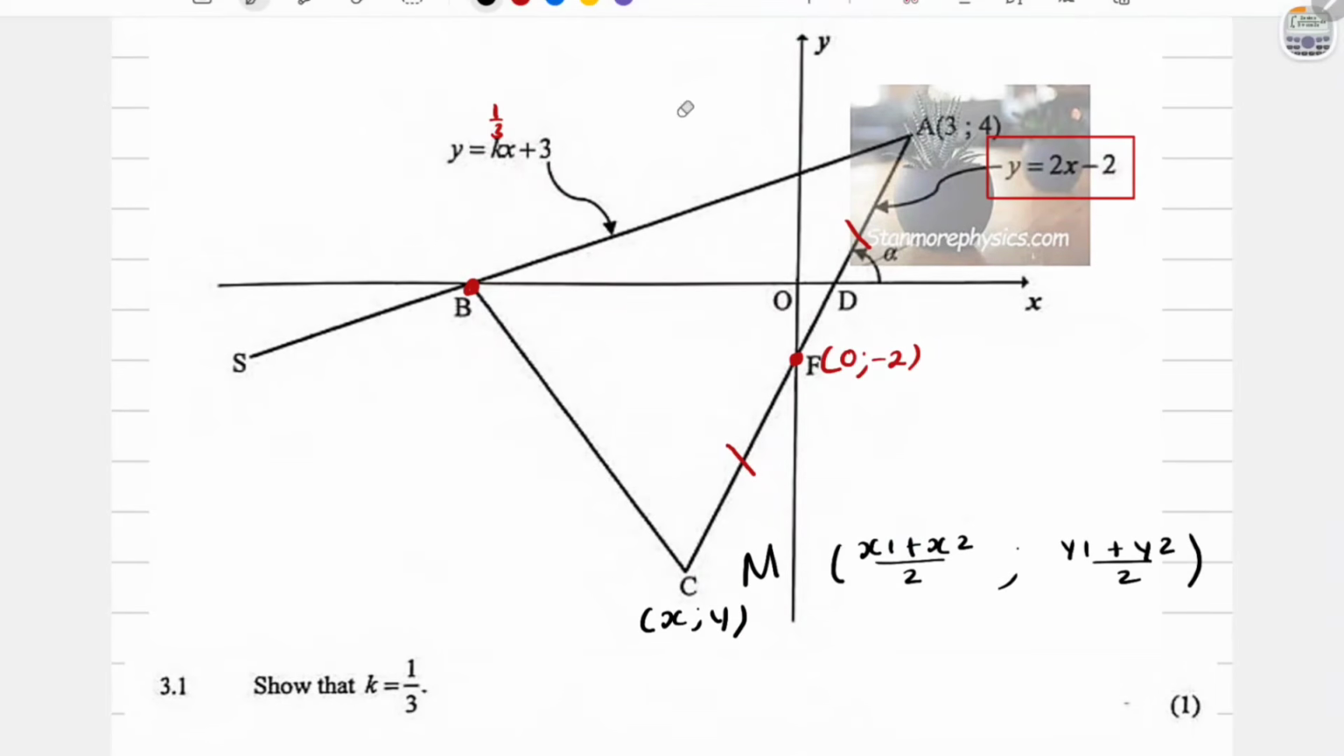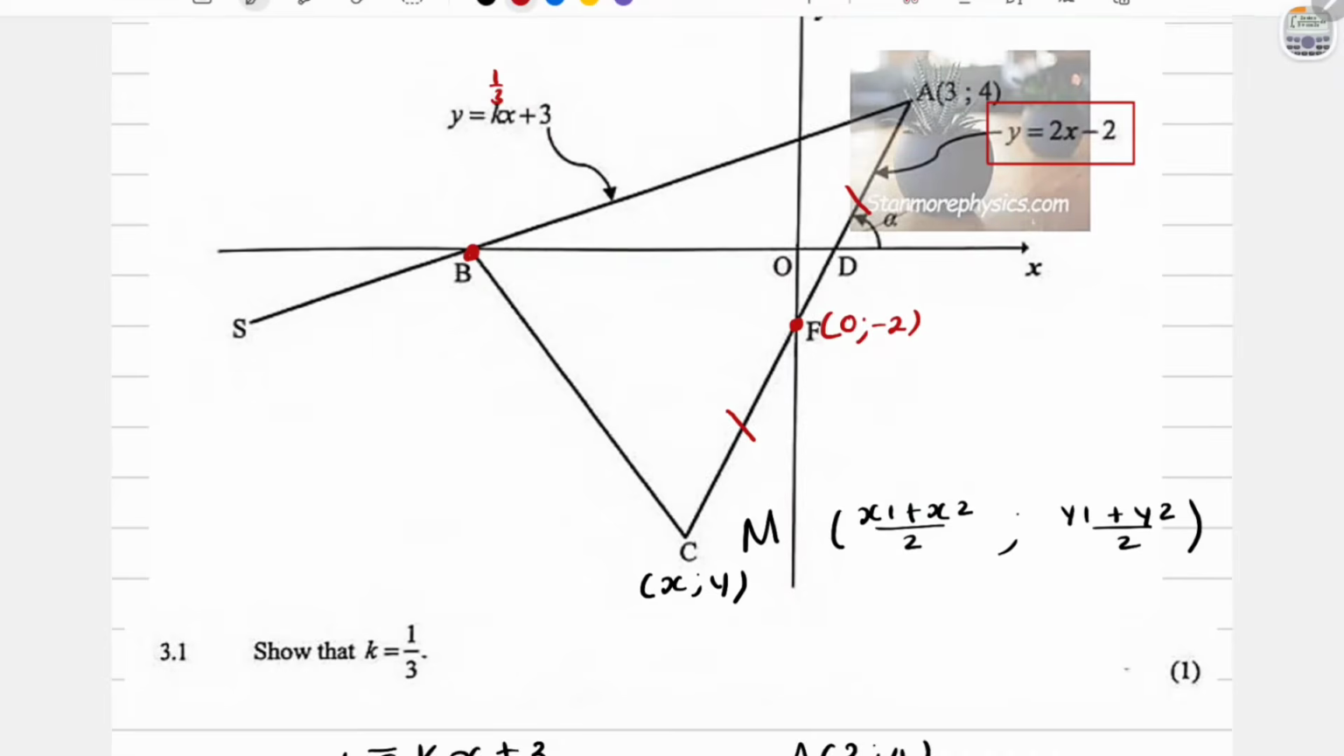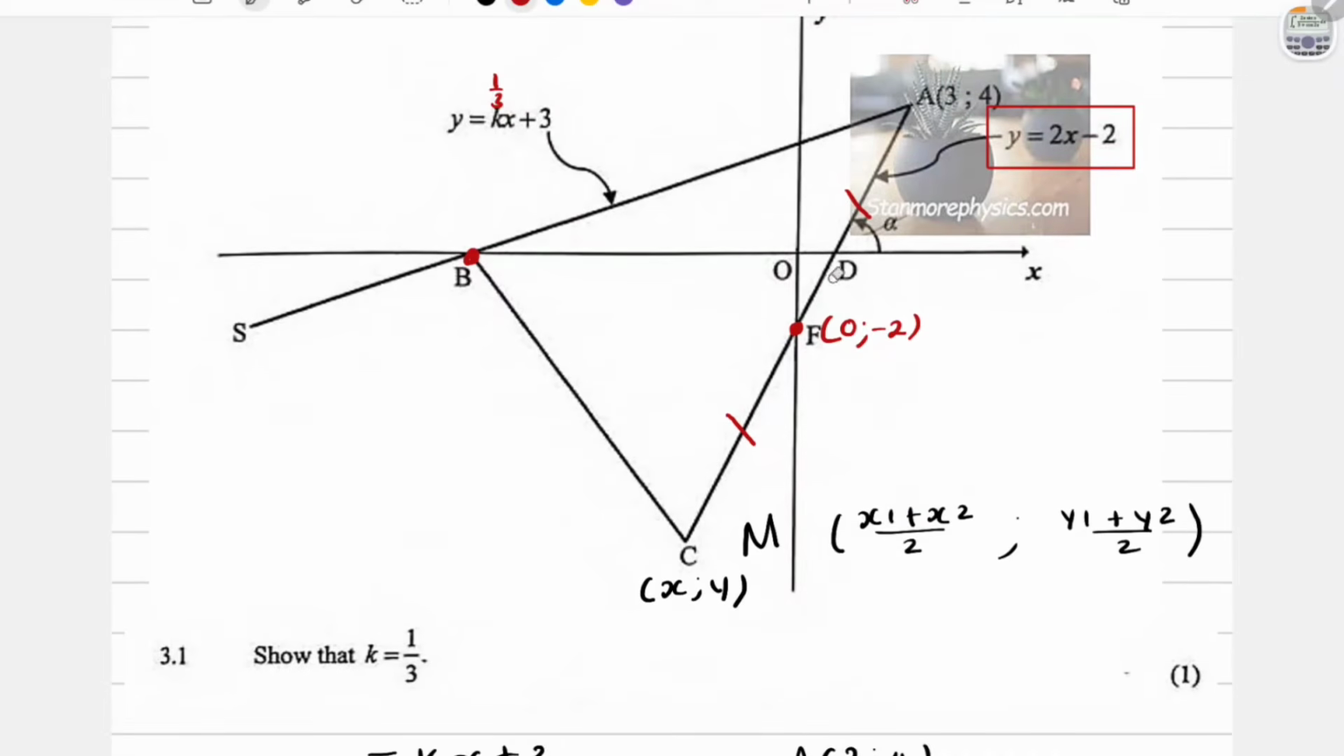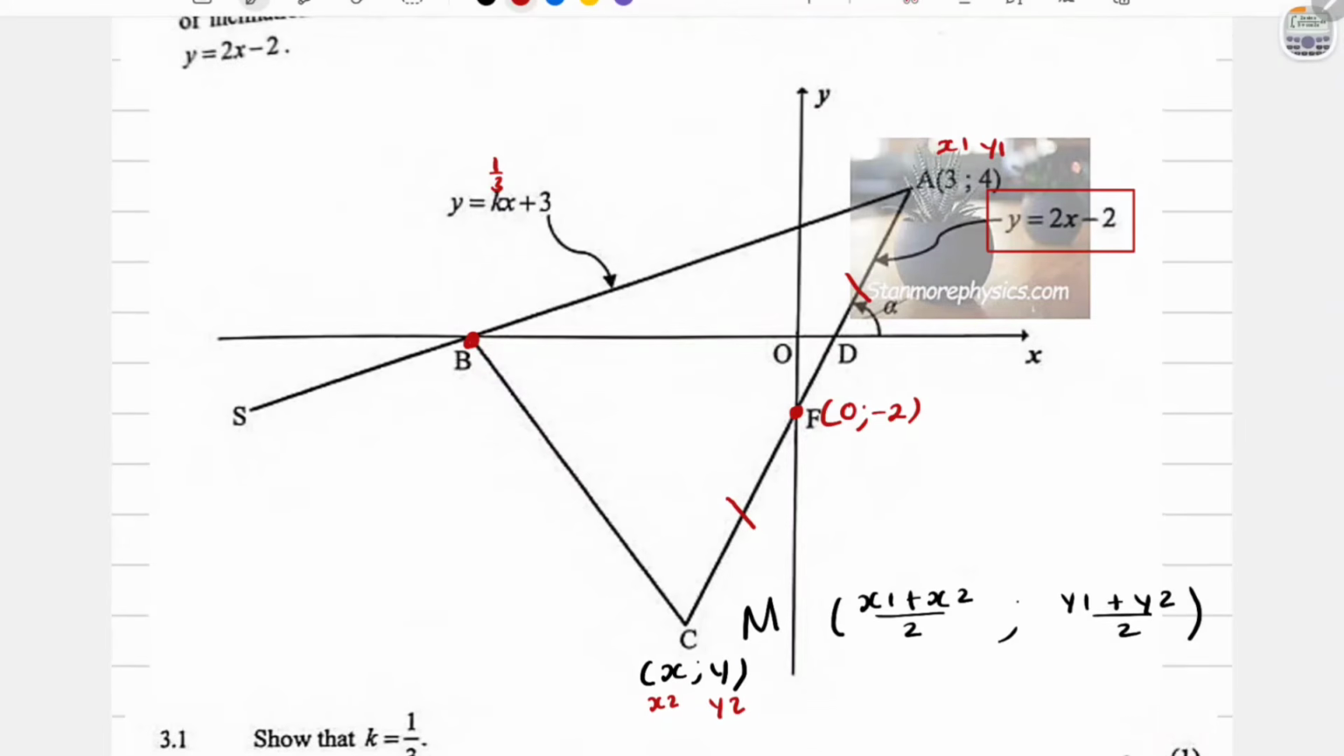Let's just establish which one is our X1 and X2 and Y1 and Y2. Because we're saying F is the midpoint of AC, that would have to be your X1, this is your X2, or you can make that X1, it's fine. And that will be your Y1, and that's your Y2. You have to use it like that.